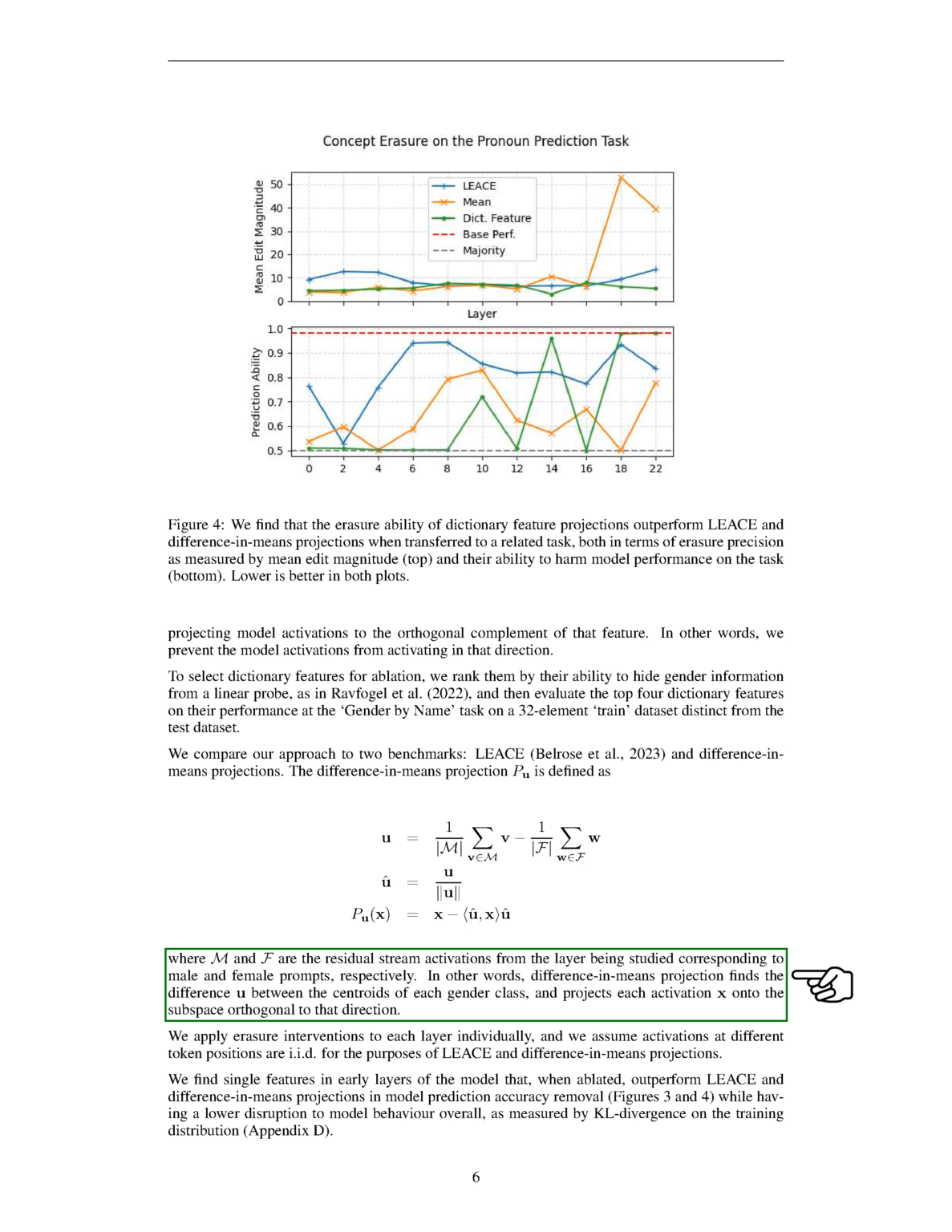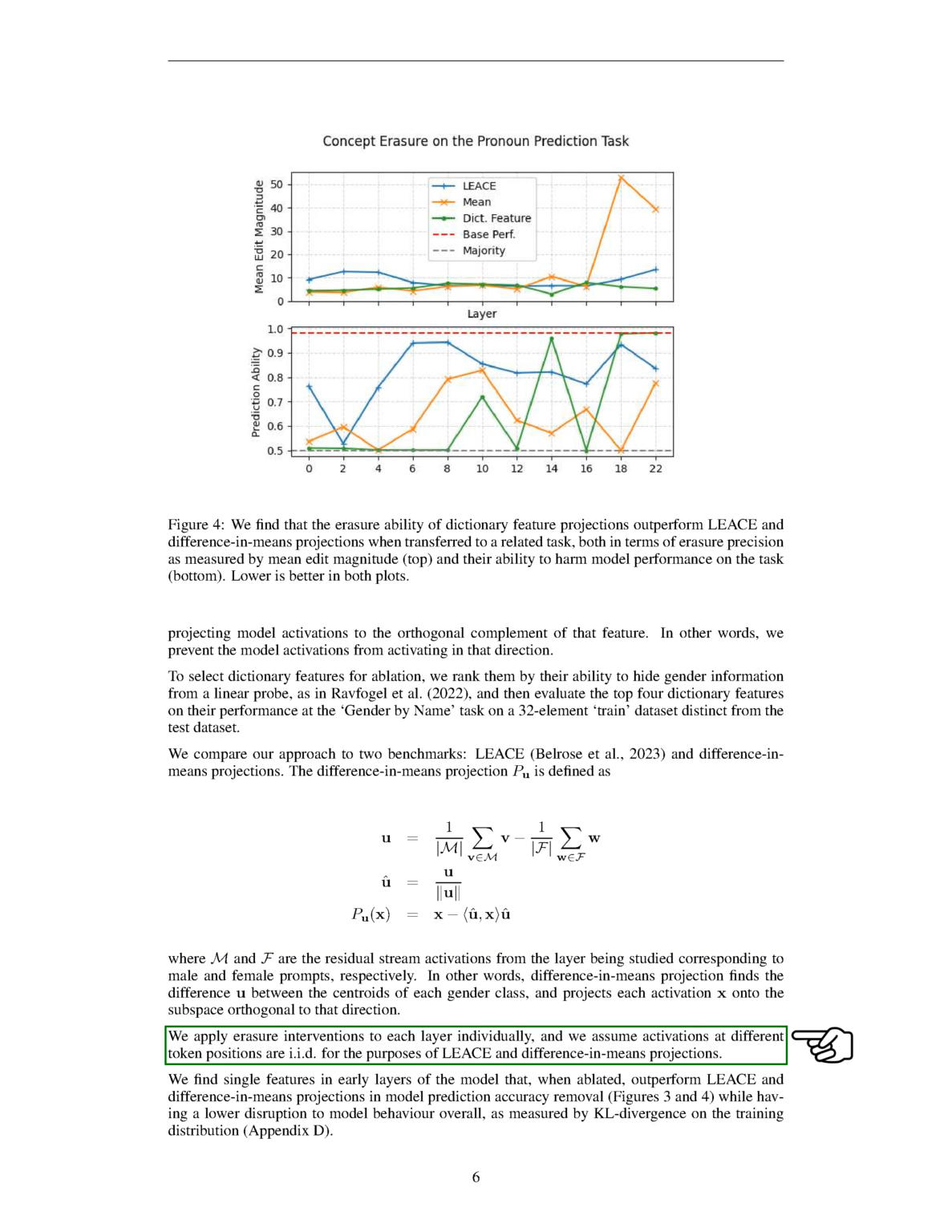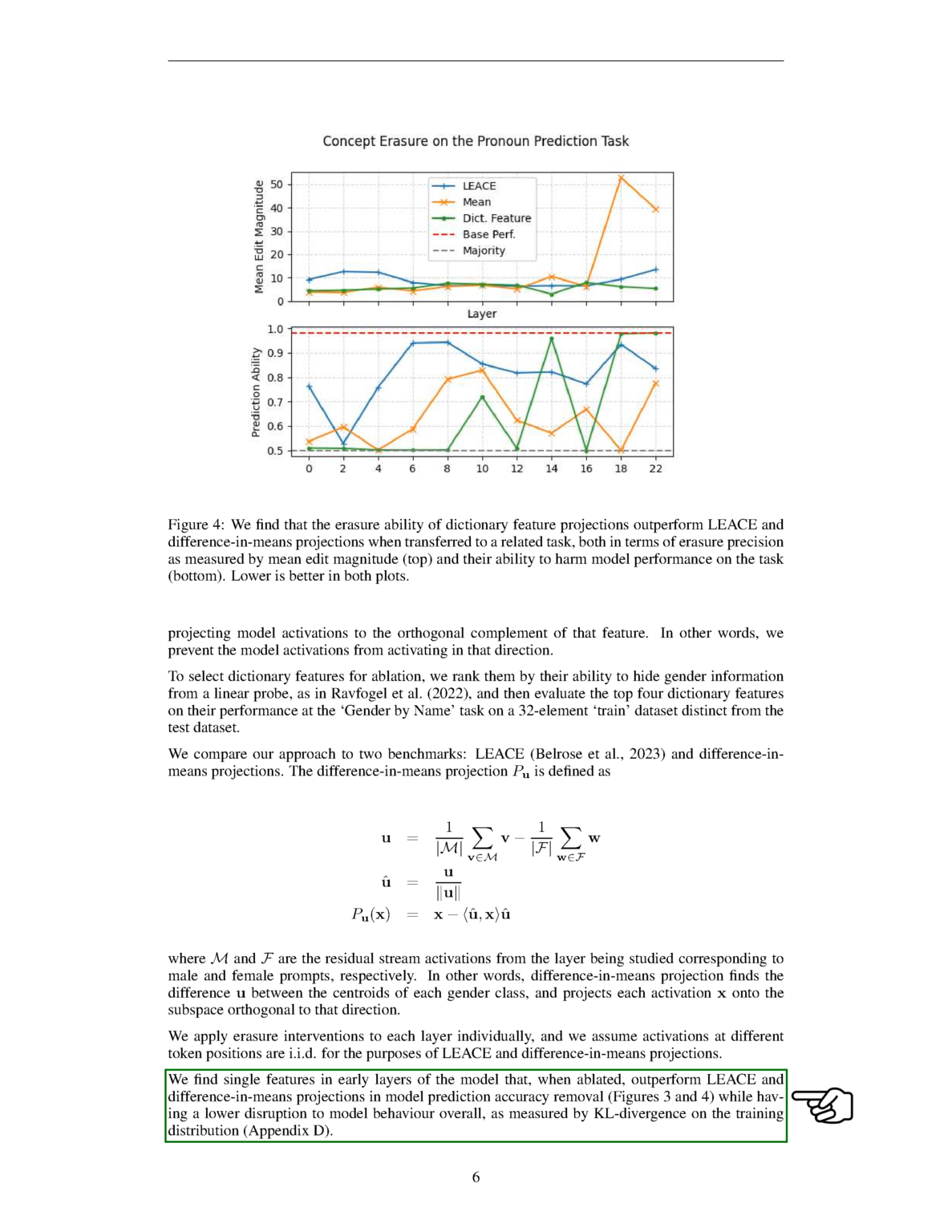The latter involves finding the difference between the centroids of each gender class and projecting each activation onto the subspace orthogonal to that direction. We applied erasure interventions to each layer individually. We found single features in early layers of the model that, when ablated, outperformed LEACE and difference in means projections in model prediction accuracy removal, while causing less disruption to the model's overall behavior.